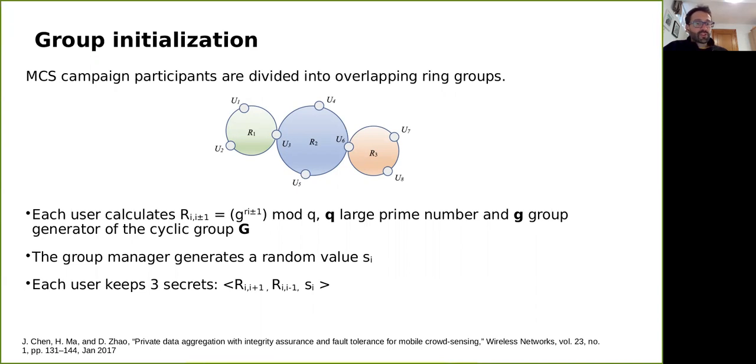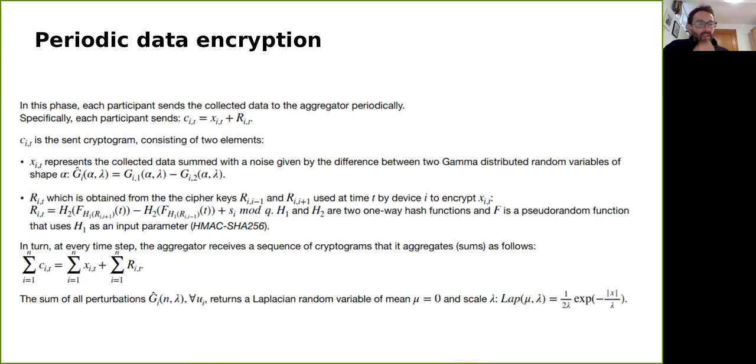The group manager generates a random variable s_i, and in this way each user keeps three secrets, which are R_{i,i+1}, R_{i,i-1}, and S_i. And then each data provider can create the cryptogram C_{i,t}, which is composed of X_{i,t} plus R_{i,t}.